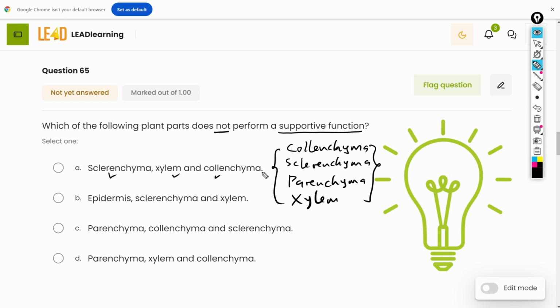This cannot be our answer because they are all supporting tissues: epidermis, sclerenchyma, and xylem. The epidermis is not a supporting tissue, but let's read through the other options. Parenchyma is supporting, collenchyma supporting, sclerenchyma supporting tissue, cannot be the answer. Parenchyma supporting tissue, xylem supporting tissue, collenchyma supporting tissue, cannot be the answer. So the only option that has a tissue that does not perform a supporting function is option B, because of the presence of the epidermis. So our answer would be option B.